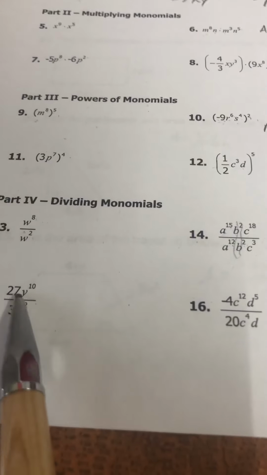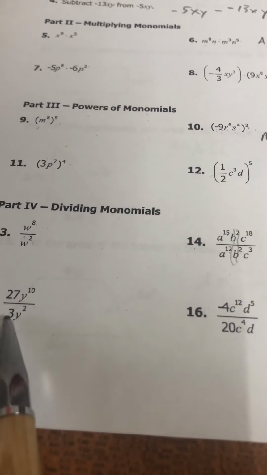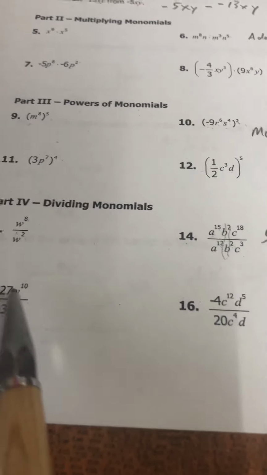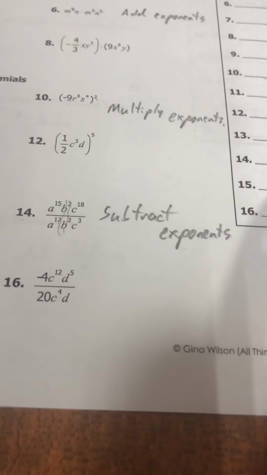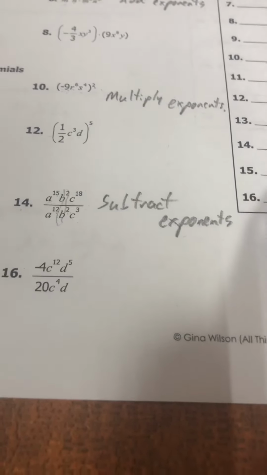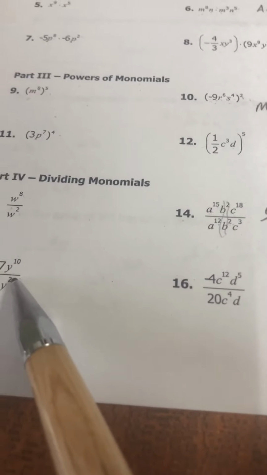And that's your new exponent. And then for 15, do 27 divided by 3, that's your new coefficient, your new large number, in other words. Put a y by it, and your new exponent is 10 minus 2.